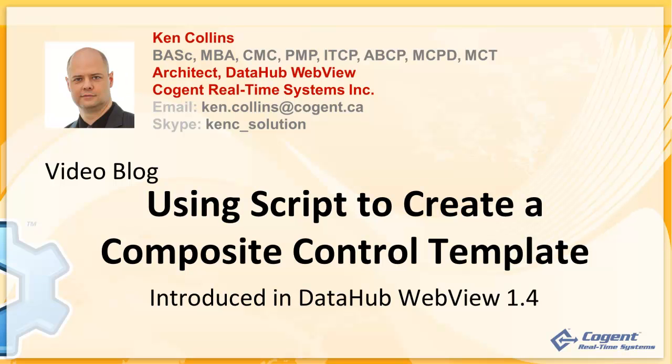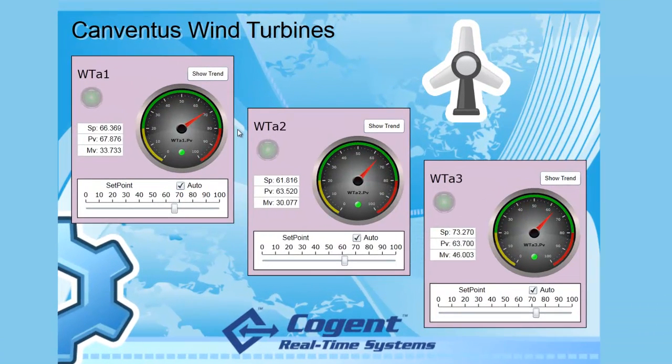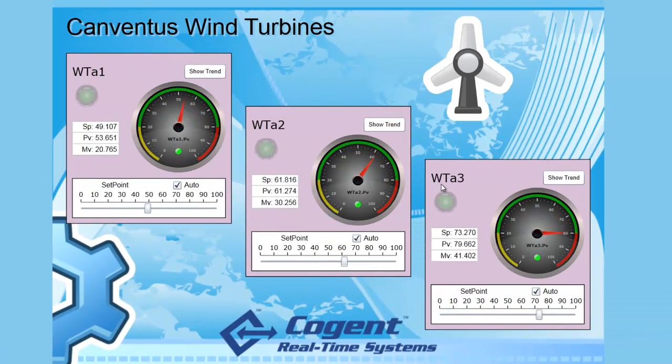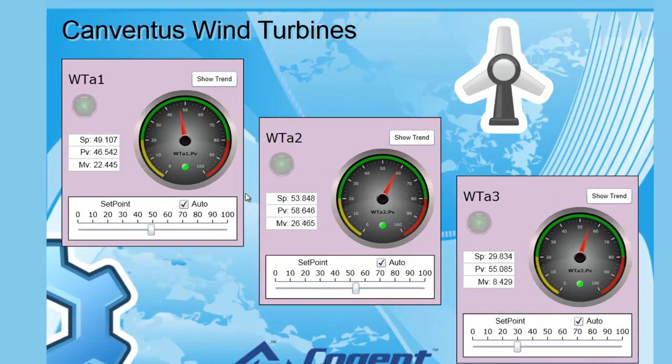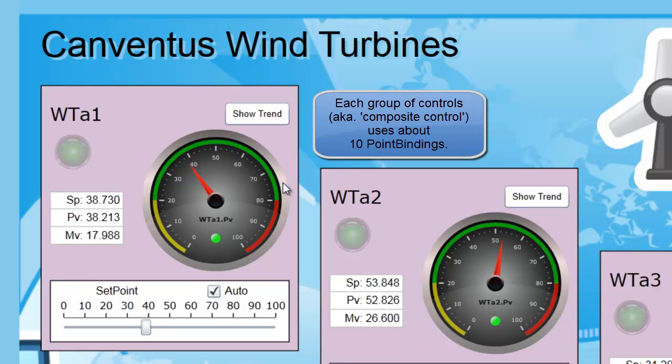grouped together to form a composite control, and then how we can use that as a template for multiple instances of the control. So you'll notice that, for example, right now in this page that I've developed, we have three different composite controls. We've got one that's pointing to wind turbine A1, wind turbine A2, and wind turbine A3. And each of these composite controls actually has about 10 different point bindings.